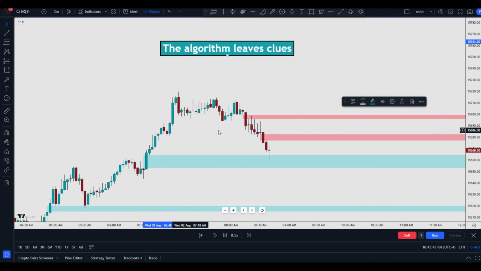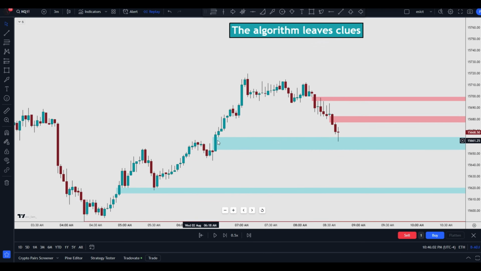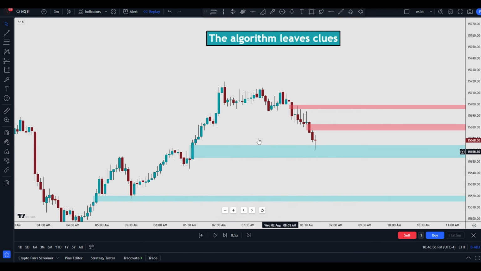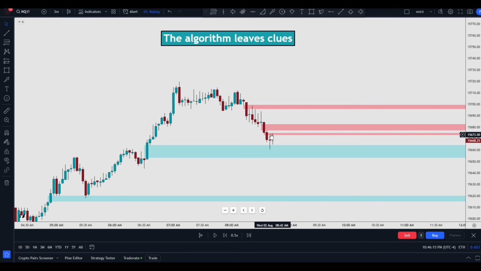The algorithm leaves clues, and part of mastering any strategy is realizing that we can find the clues that the algorithm leaves behind. So price has dropped down past that point we noted and tipped into the fair value gap into this mitigation block here. Now we're going to let the market tell us what's up. Let's go forward. Prices filled the fair value gap.